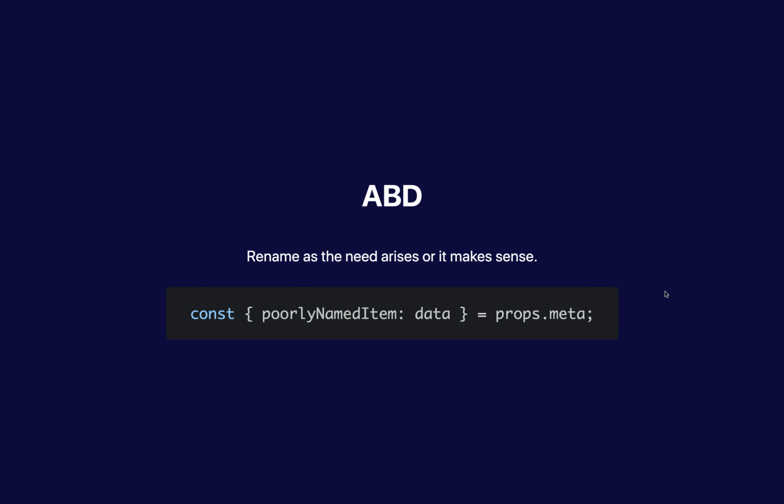Also, one of my favorite features of destructuring is that you can rename properties as required when there's a need or it otherwise makes sense. So here we've got something called poorlyNamedItem that exists on props.meta, and I've used the colon and then just given it a new name. So I've renamed it to data in this example.